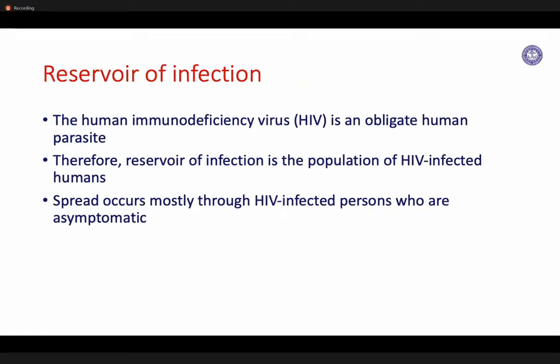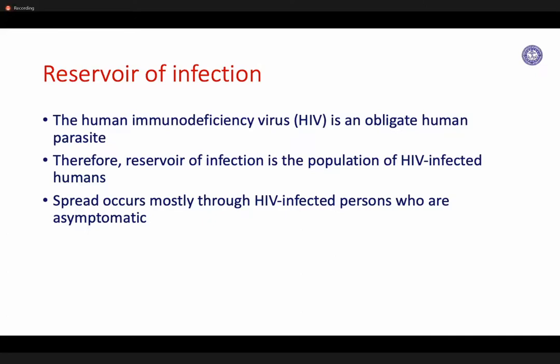Now, the reservoir of infection for HIV is human beings, because HIV is an obligate human parasite. It cannot live in any other animal. It came from chimpanzees. That was called the simian immunodeficiency virus, but now it has evolved into a different virus called HIV. So HIV itself is a human parasite. It does not live in any other animal. Therefore, the reservoir of infection has to be the population of HIV infected humans in the world.